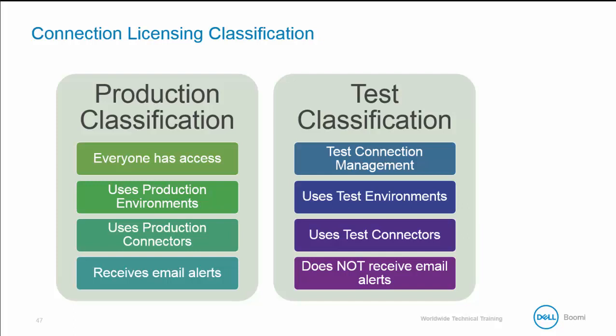When using a test connection in a test environment, you do not receive email alerts about the deployed process executions or its atom status. You do, however, receive RSS feeds and can use the event object in the API to query notifications. I want to discuss the purpose of test connectors.